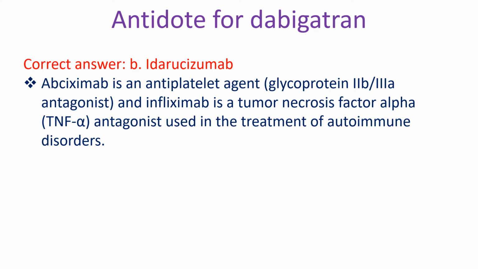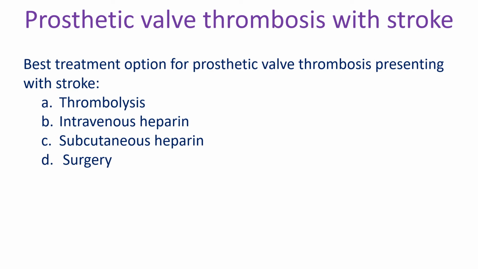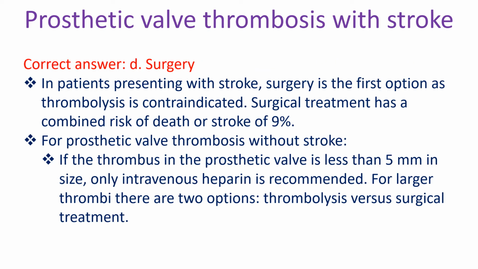Best option for prosthetic valve thrombosis presenting with stroke: A. Thrombolysis, B. Intravenous heparin, C. Subcutaneous heparin, D. Surgery. Correct answer D. Surgery. In patients presenting with stroke, surgery is the first option as thrombolysis is contraindicated. Surgical treatment has a combined risk of death or stroke of 9%.